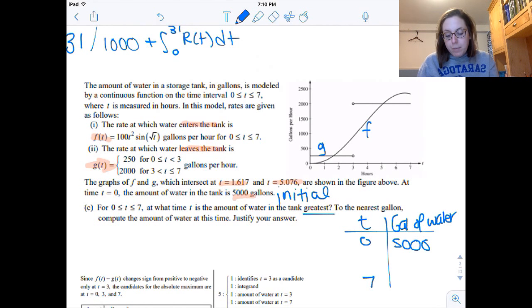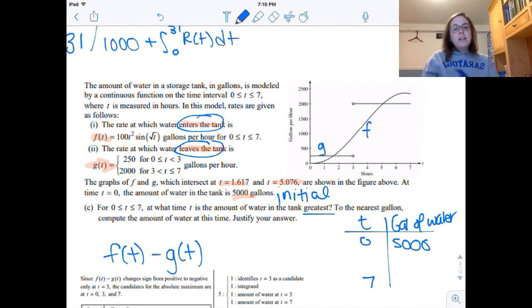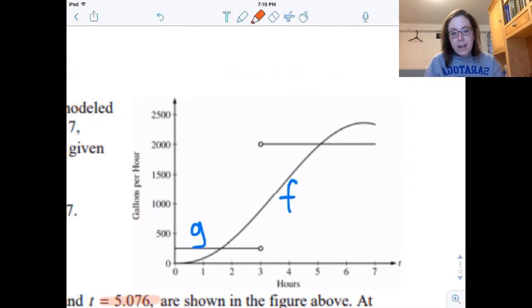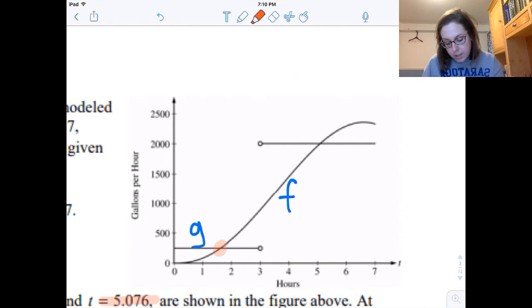Now, my rate of change here is going to be the rate it comes in minus the rate it comes out. So f of t minus g of t. And I want to look at where this either equals 0 or does not exist. So let's look at that. f of t minus g of t equals 0 or does not exist. Well, that would happen anywhere f and g are equal. So this is one point where they're equal. This is a point where that does not exist. And this is another point where they're equal. And so I really have 3 initial candidates.